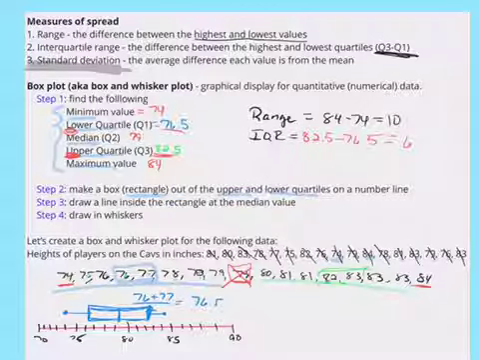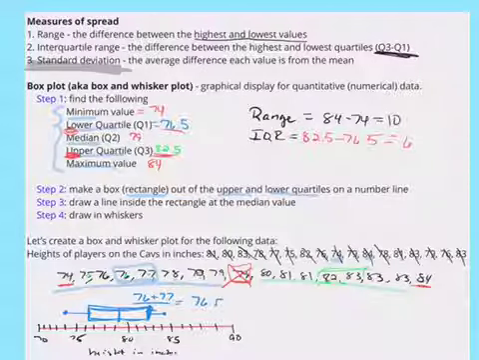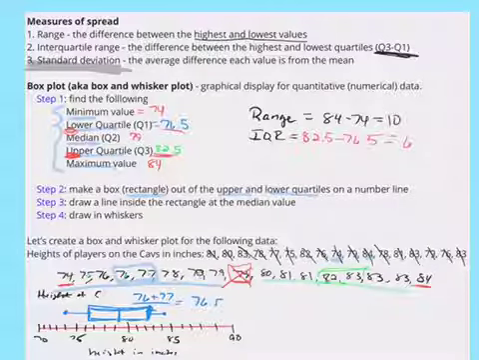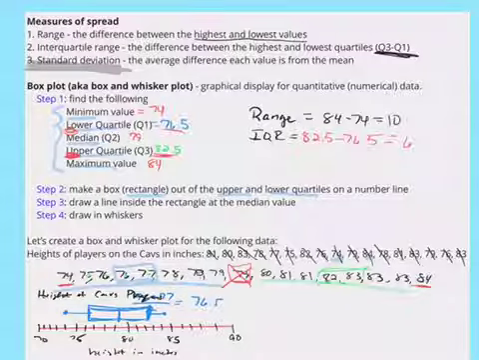The only thing I would add in here is along the bottom I'm going to have a title that says height in inches. And then we would want to have a title, and that would be height of Cavs players. And that's our box and whisker plot.